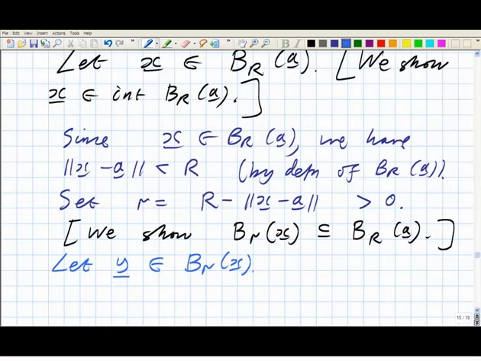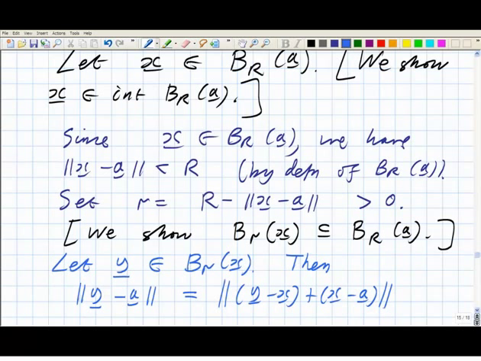Let y be in the small open ball. We've got to show that it's in the other ball. So this is, let y be the left-hand side, we'll prove y is in the right-hand side. To prove y is in the right-hand side, you've got to estimate the distance from y to a.